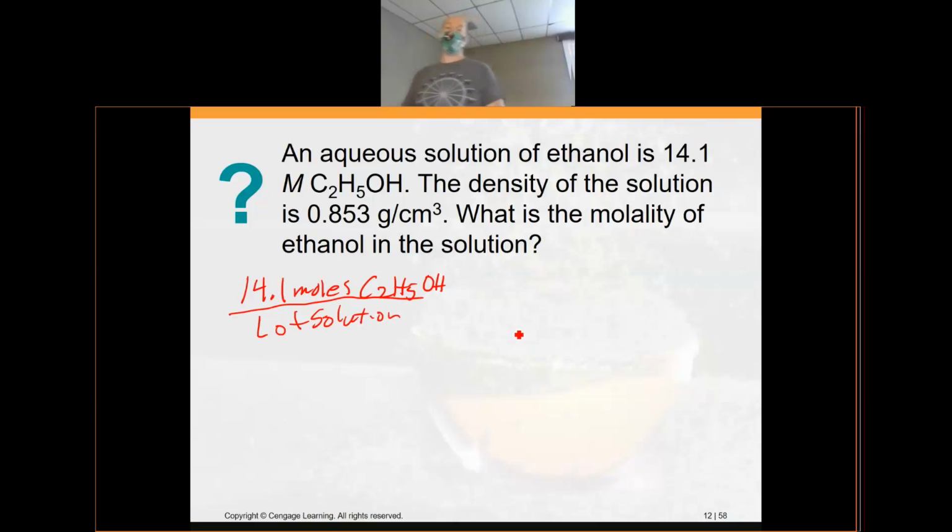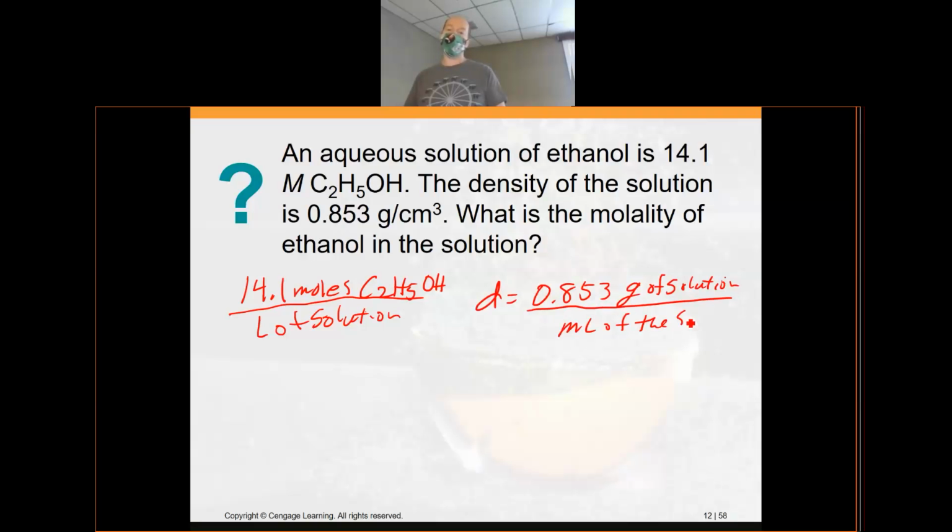All right, and the density is given. The density of this solution is 0.853 grams of solution, not of the alcohol. It is of the solution per milliliter of the solution, not milliliter of water. So density, you have to know, is mass of solution per volume of solution.